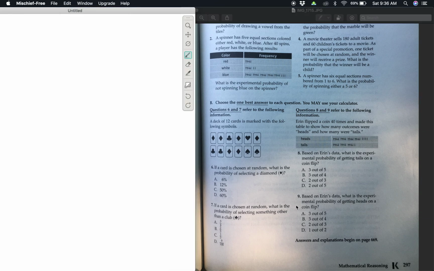Now the last one. Based on Aaron's data, what is the experimental probability of getting heads on a coin flip? Now, if we want to be smart, we know that tails is 2/5, so this one must be 3/5. But to just go ahead and do it, let's do 20 plus 4, so 24 over 40. Okay, 8 goes into 24 3 times. 8 goes into 40 5 times. Can't be simplified any less, so here we have probability of 3 out of 5 times heads will be selected, or it'll land on heads.